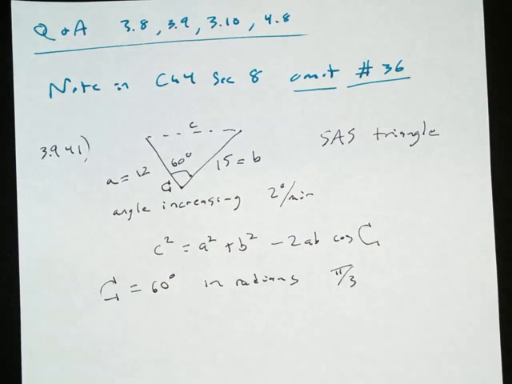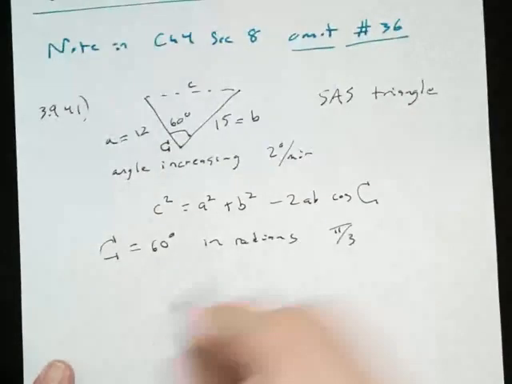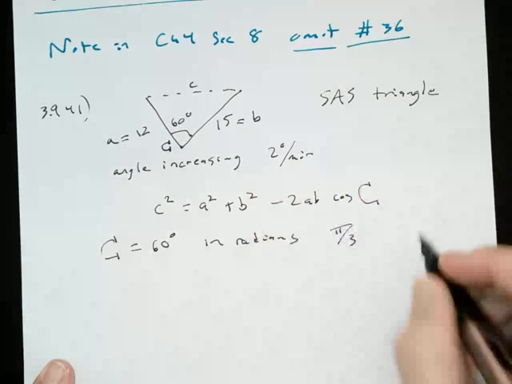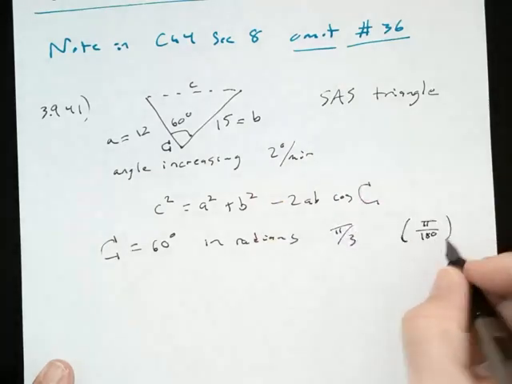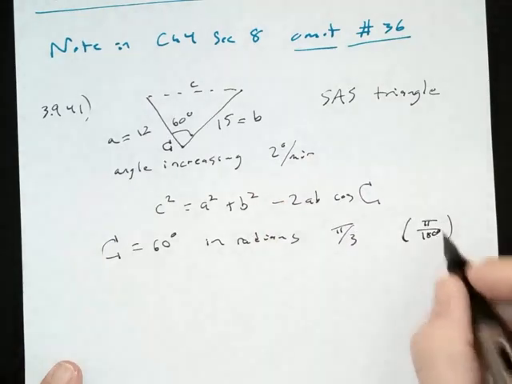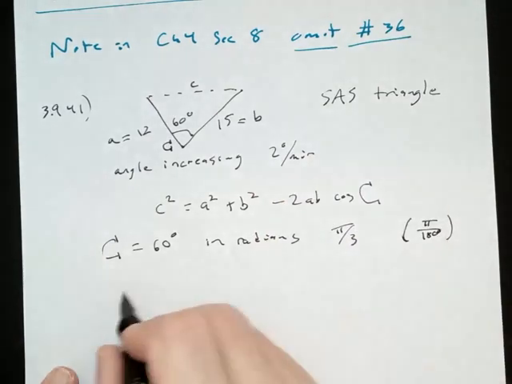But I also need 2 degrees per minute to become radians per minute. So I have to do that same conversion factor here. Remember, what I'm doing is I'm multiplying by pi and dividing by 180 to get degrees out of the bottom and radians in the top.